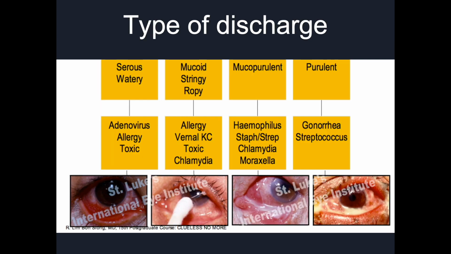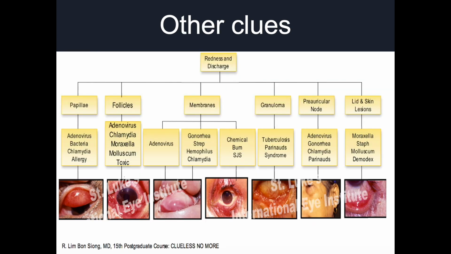And next we have the type of discharge. You need to take note if it is serous, purulent, or a combination of both, and this will also guide you on the probable diagnosis. For gonorrhea, it's usually very purulent. Mucopurulent, you have Haemophilus, Staph, Strep, even chlamydia and moraxella. For mucoid or stringy or ropey discharge, you have allergic. Allergic can also be serous and watery, as with adenovirus. So you just need to pause the video if you need, so that you could study this slide.